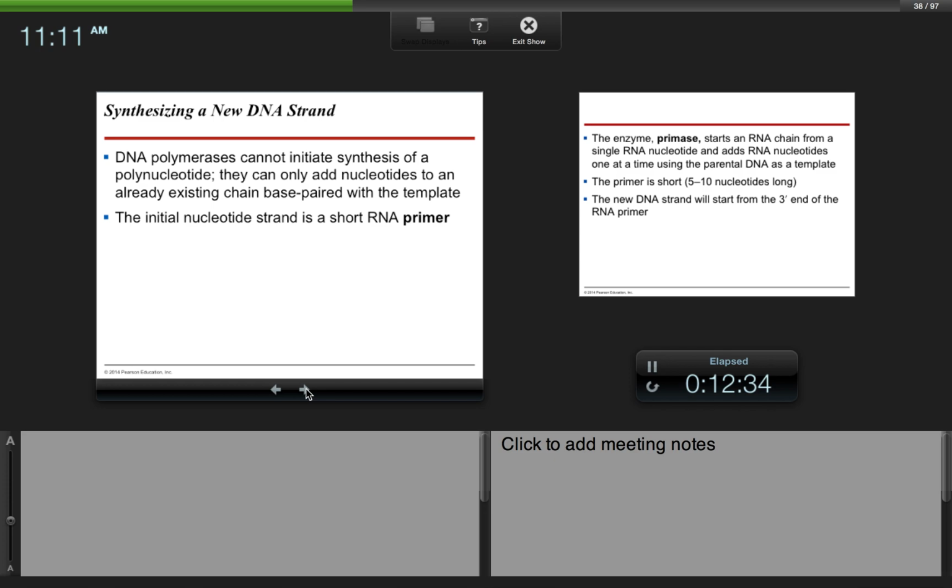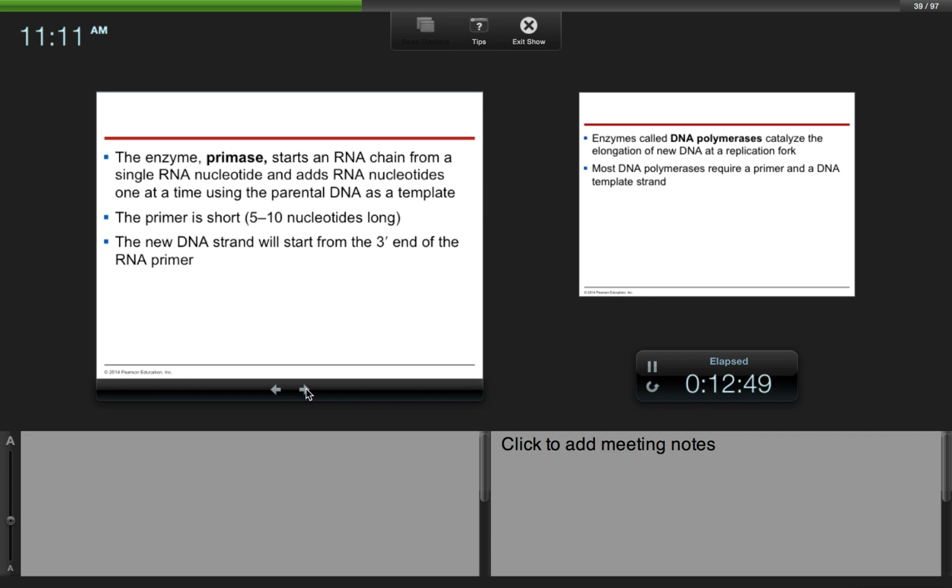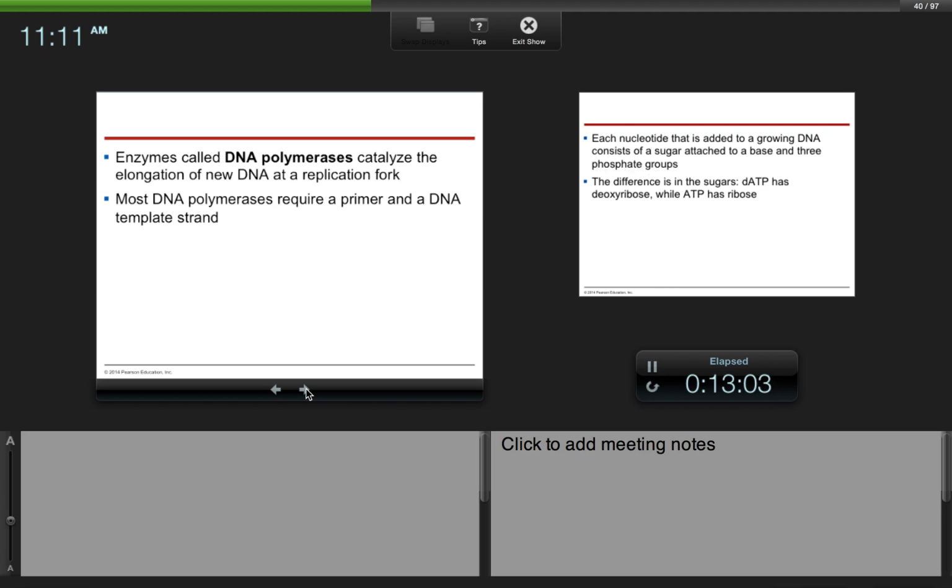DNA polymerases cannot initiate synthesis of a polynucleotide. They can only add nucleotides to an already existing chain base paired with a template. As a result, what needs to be synthesized first is the RNA primer. The enzyme primase starts an RNA chain from a single RNA nucleotide and adds RNA nucleotides one at a time using the parental DNA as a template. The primer is short, 5 to 10 nucleotides long. The new DNA strand will start to form from the 3' end of the RNA primer.